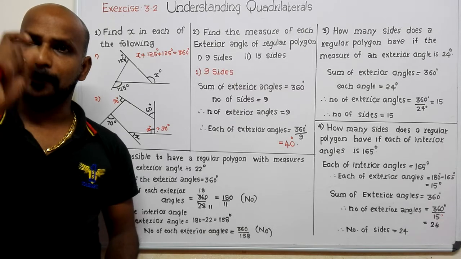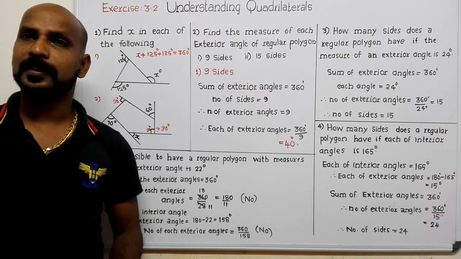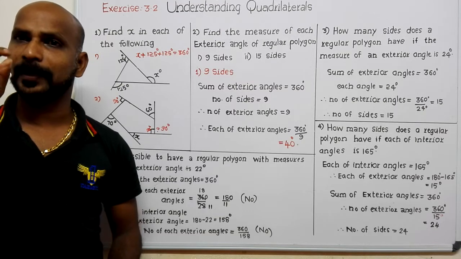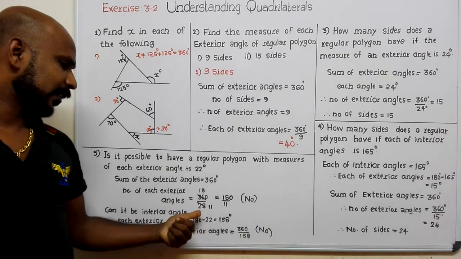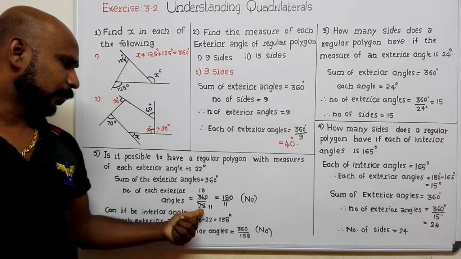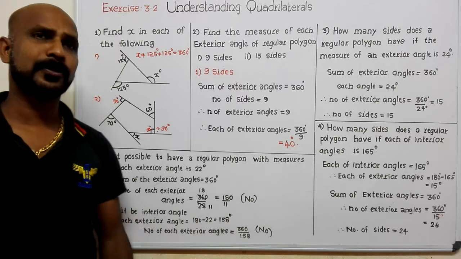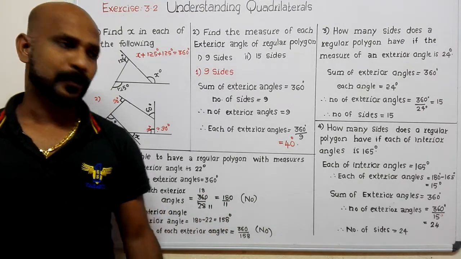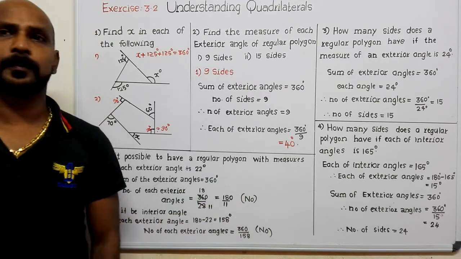Once again, the number of exterior angles equals the sum of the exterior angles divided by each of the exterior angles. The sum of the exterior angles is 360 degrees and each exterior angle is 22 degrees. So we are unable to find a counting number. The number should always be a counting number, but here it is in fractional form. So it is not possible.